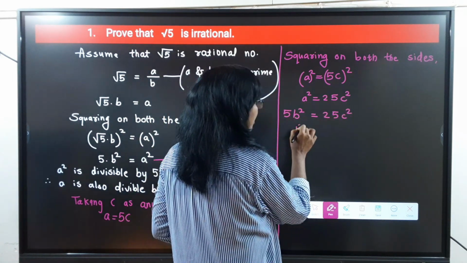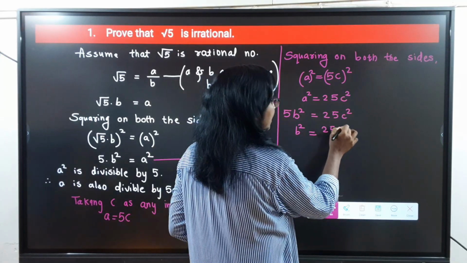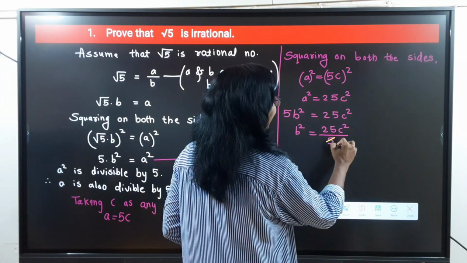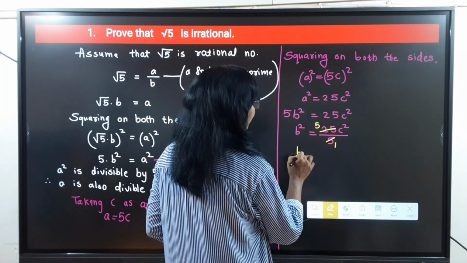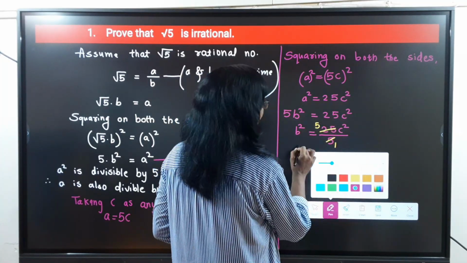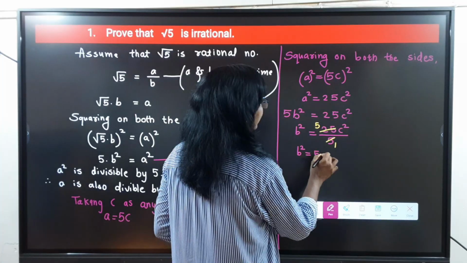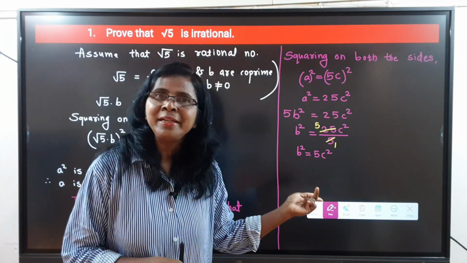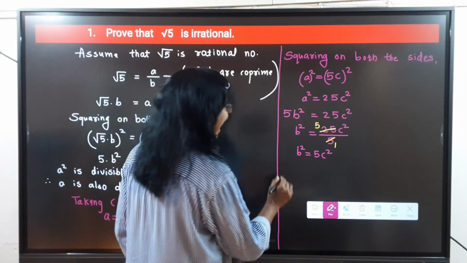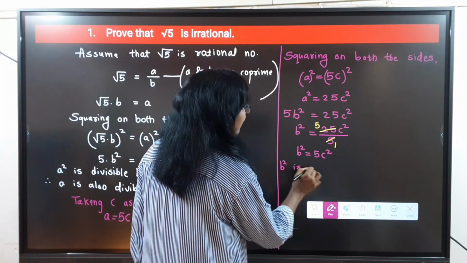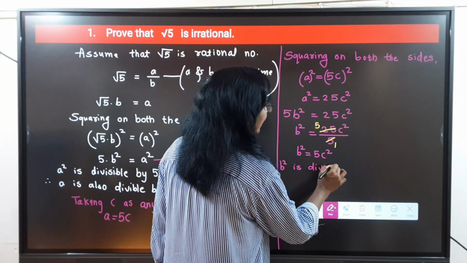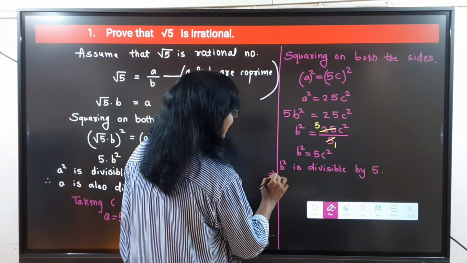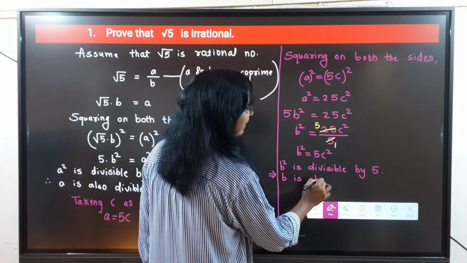So that means b square is equal to 25c square upon 5. So 5 ones are 5, 5 fives are 25. So b square is equal to 5c square. Now what is the meaning of this statement? The meaning is that b square is divisible by 5, and it means that b is also divisible by 5.